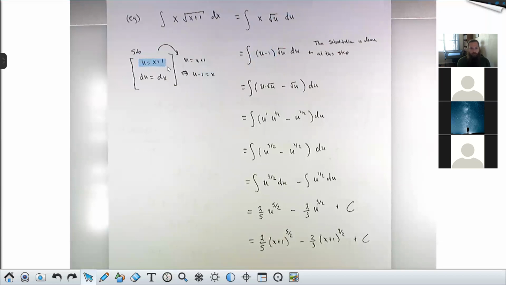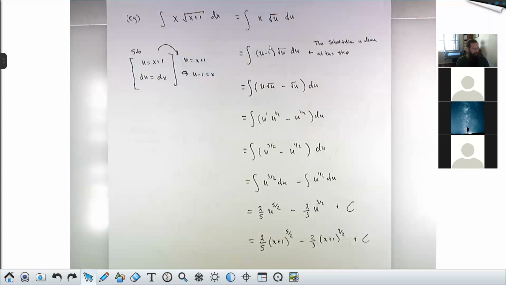plug in the obvious pieces that you're going to call u, plug in for your differential, and then see what's left over. If there's stuff left over that doesn't cancel, like here, this x, then you need to go back and solve your substitution for x, and that will tell you what to do with those leftover pieces. Whatever they are, they're going to just be in terms of x, so you'll always be able to do this.